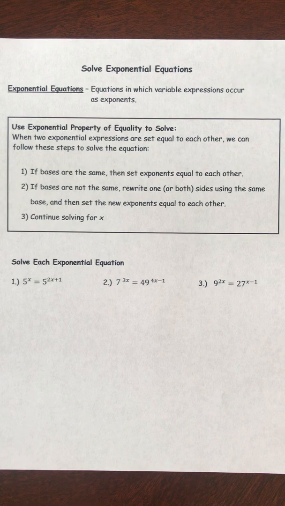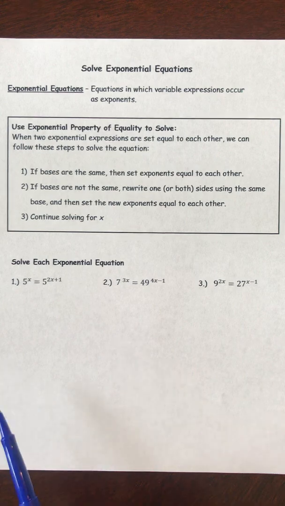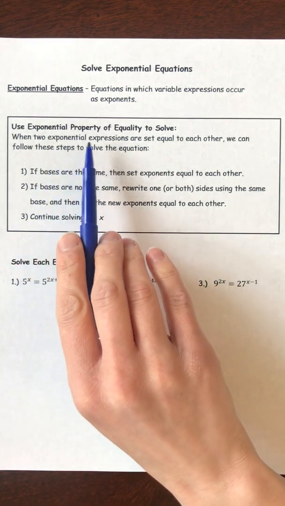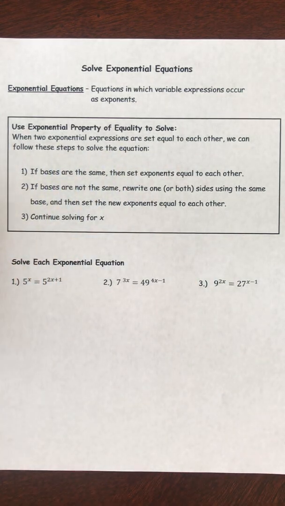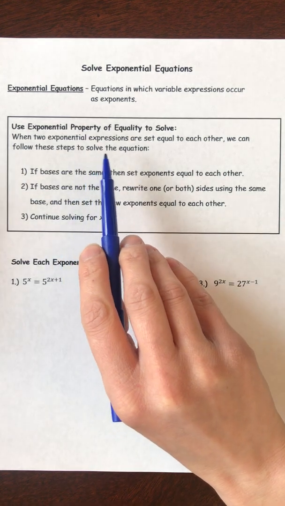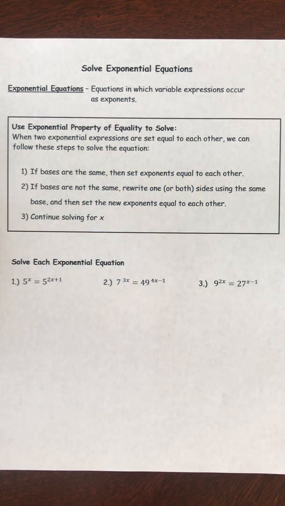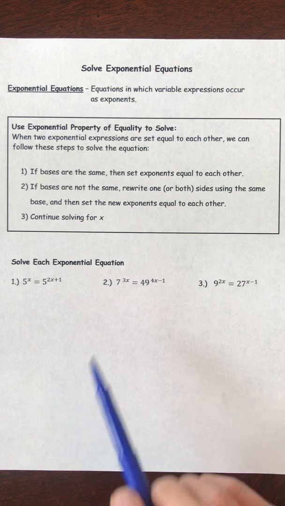So you're going to see in all of the equations that you solve today, the x that you're looking for is up in the exponent. So there's two different types of exponential equations, and they each require a different method to solve. So the first group of problems we're going to look at are problems that we're going to solve using the exponential property of equality. So when you have two exponential expressions that are set equal to each other, what we can do is follow these steps to basically solve for the exponent, which is x.